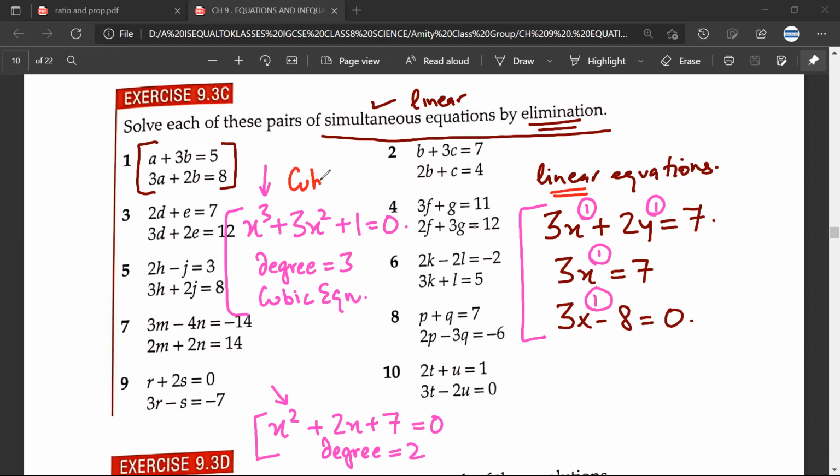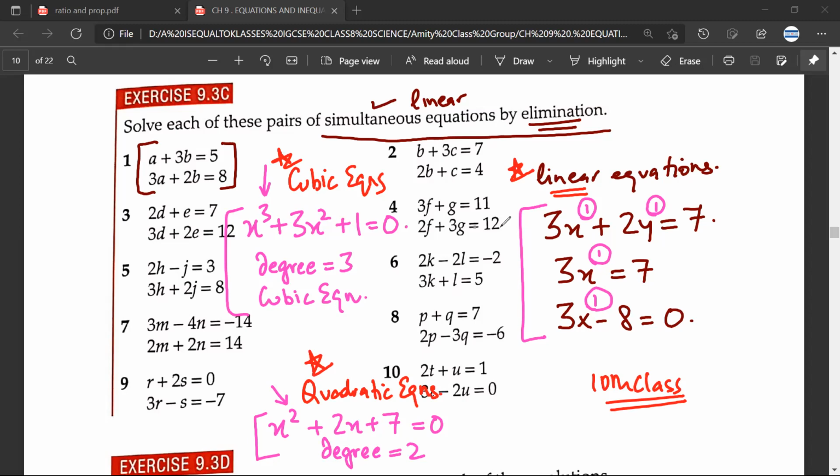So this is an example of linear equation. These are known as cubic equations. These kind of equations are called quadratic equations. So by the time you complete your 10th class, you will learn how to solve linear equations, you will solve quadratic equations, you will solve cubic equations. So these are the kind of equations you will be able to solve. Now in this class, we'll understand how to solve these linear equations, and these are simultaneous equations. There are two equations which we need to solve.